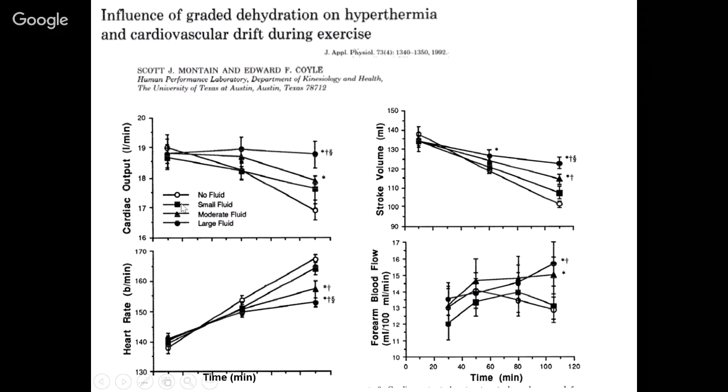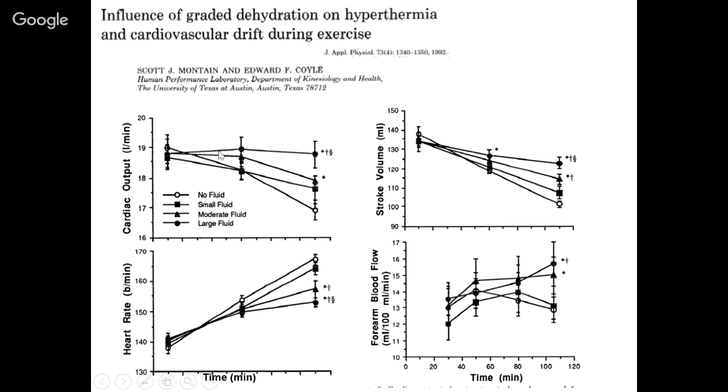Let's start in the top left corner here. That's showing cardiac output. In this case, what they did is they had people exercise for a certain period of time. So you can see that's time represented in minutes across the bottom. And then they gave them different degrees of fluid, okay? If we start in cardiac output at the very top line here with the dark filled circles, that's what happens when they allow a lot of fluid consumption.